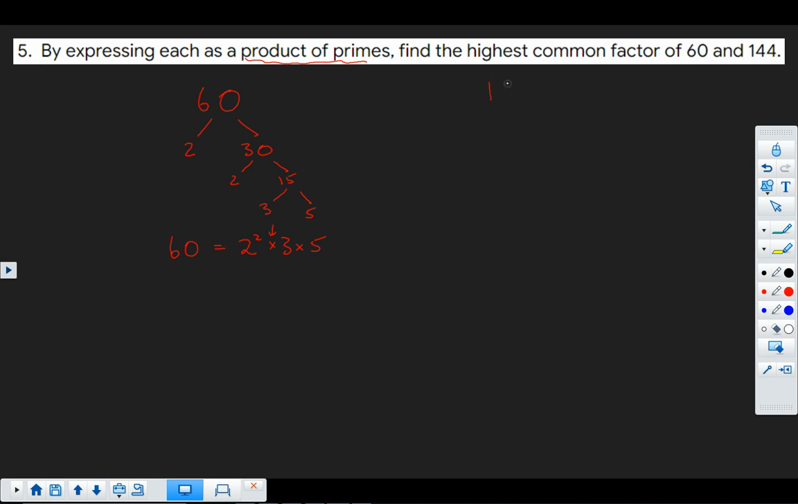I'm going to do the same here with 144. Okay, well, I know that 144 is 12 times 12, so this should go quite quickly. Okay, because we can do the same on both sides. 2 and 6, 2, 3, 2, 3. Let's just make sure I know how many 2s I've got there. I've got 1, 2, 3, 4. So 144 is 2 to the power 4 times 3. I've got 2 3s, 3 squared.